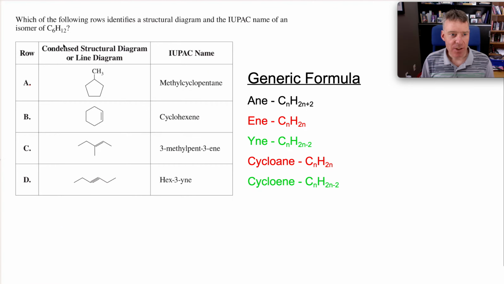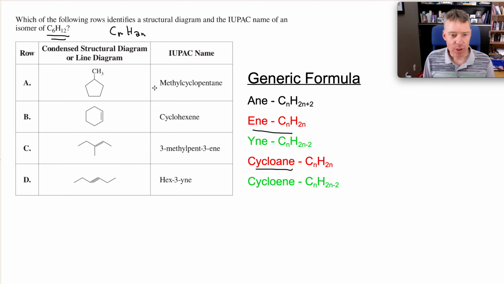Kind of another isomer type question. C6H12 is now what we have. So which of the following rows identifies a structural diagram and a IUPAC name? So pretty similar type of question. This is another CnH2n. So 12 is double 6. So again, we're after enes or cycloalkanes.